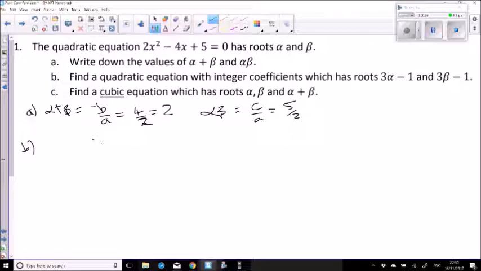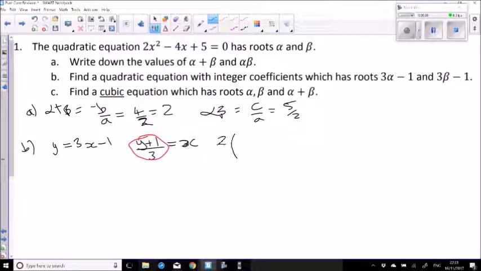Okay, so now we're on the quadratic equation which has these roots. So what happens, the root's been transformed. So the new root is 3 times the old root minus 1. If we then rearrange that to get x, we get y plus 1 divided by 3 equals x. And this is what we can substitute in to get a new equation.